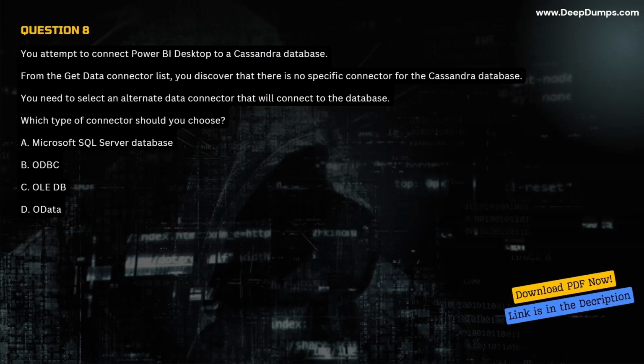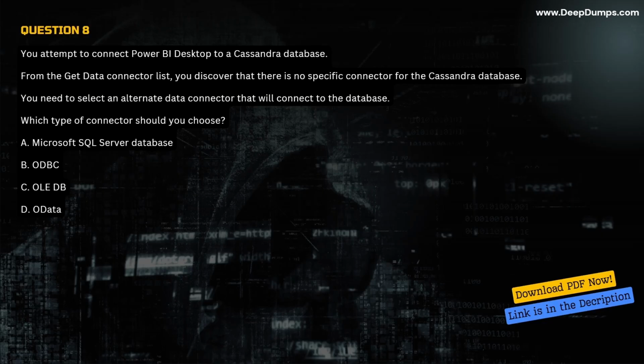Question 8. You attempt to connect Power BI Desktop to a Cassandra database. From the Get Data Connector list, you discover that there is no specific connector for the Cassandra database. You need to select an alternate data connector that will connect to the database. Which type of connector should you choose?